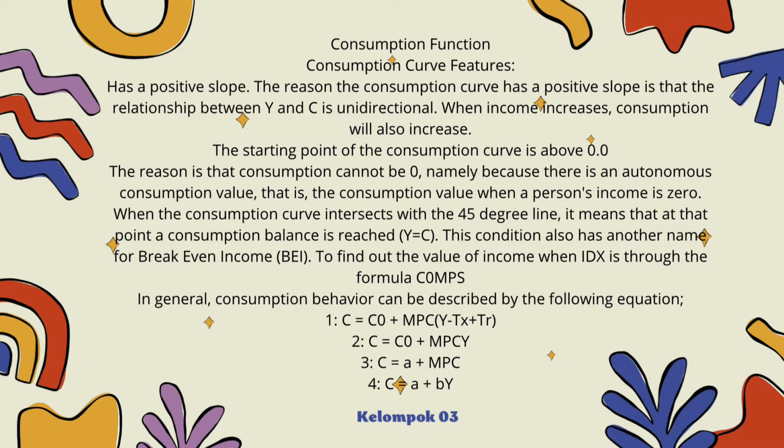In general, consumption behavior can be described by the following equations. Number 1, C equals C0 plus MPC times Y minus TX plus TR. Number 2, C equals C0 plus MPC Y. Number 3, C equals A plus MPC.